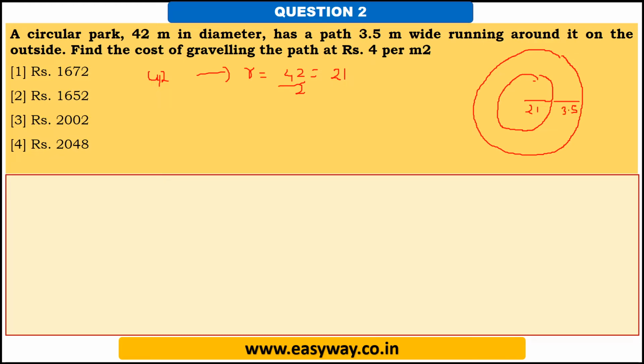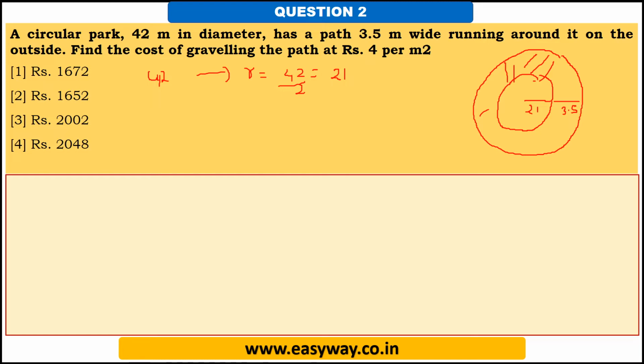Now they have told us, find the cost of graveling the path at 4 rupees per meter square. That means we have to find out the graveling of this area at 4 rupees per meter square. Okay, so how can we find out this area? We can first find out the area of the larger circle, let us say A1, and then area of the smaller circle, that is, let us say A2, and then we can subtract the area of smaller circle, that is A2, from area of bigger circle, that is A1.